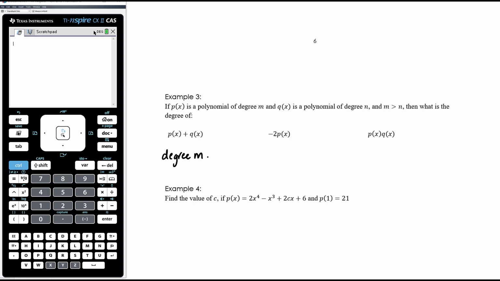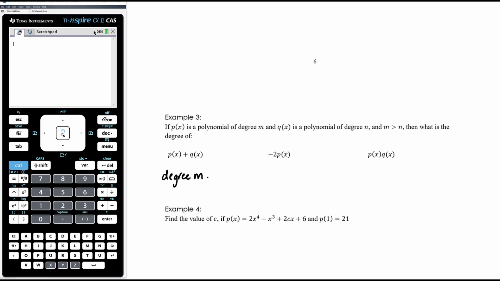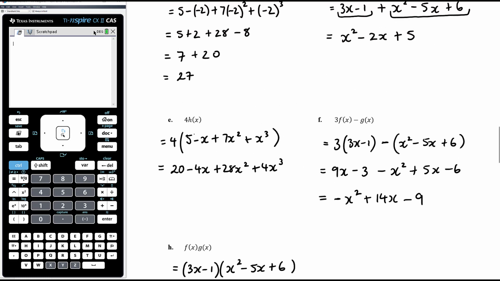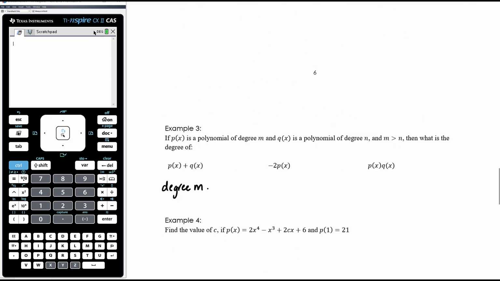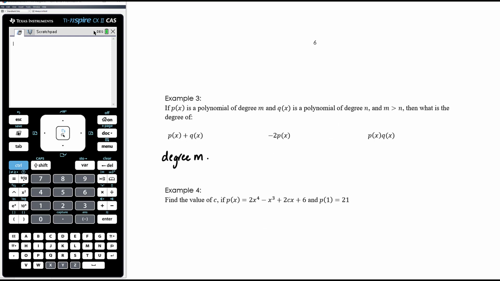Okay, if we do a degree m plus a degree n, where m is bigger than n, then m will be the highest power. If we do negative 2 times p of x, so again we saw up here in this previous example in part E, when we do a constant times a polynomial, it doesn't change its degree, so p of x has degree m, and so therefore negative 2 times p of x will still have degree m. Multiplying by negative 2 is only going to change the coefficients, not going to change any powers.